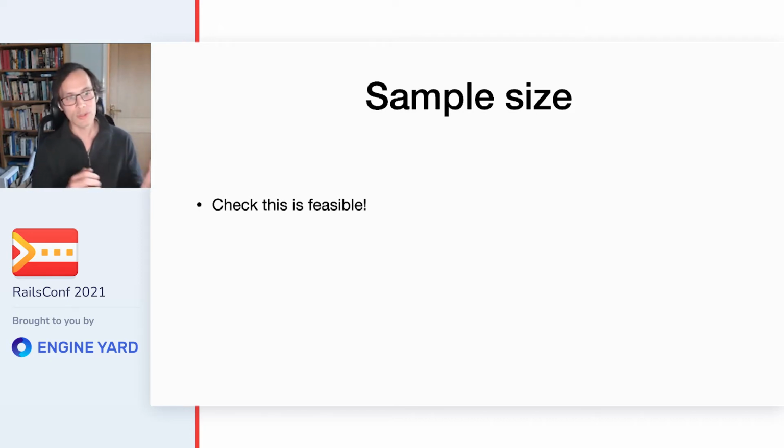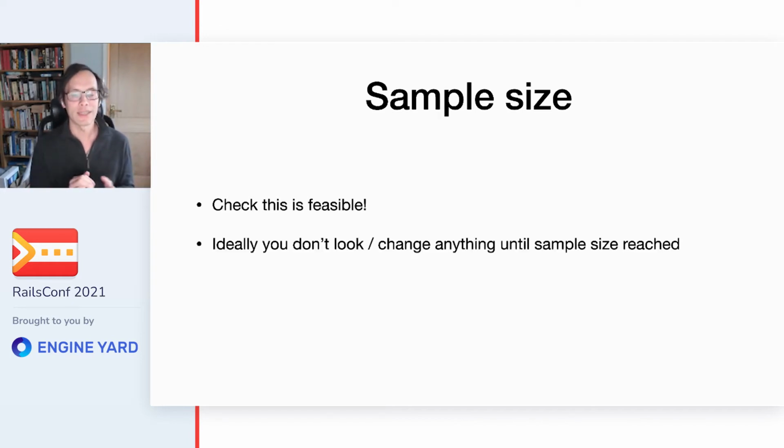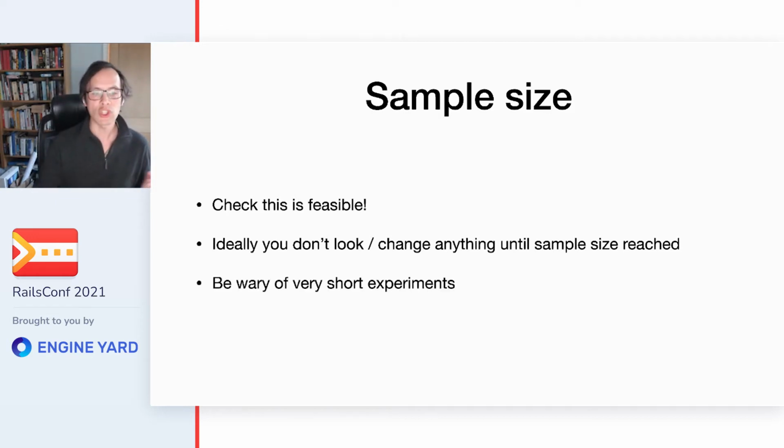And once you've done this, and hopefully it is feasible, then ideally you want to run the test and not tinker with it, not look at it until you've reached that sample size. I will say be very wary of short experiments. So maybe the results of the sample size calculation tell you need 5,000 users, and you look at your traffic stats and say, that's great, we get 5,000 users in a day.